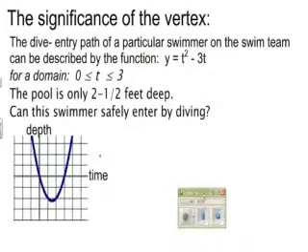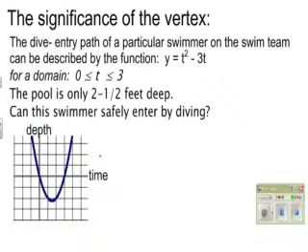Here's a life situation that helps us envision what this is all good for with graphing parabolas. You have an entry path for a particular swimmer. He dives into the water at this point here. This would be where time equals 0. And say his path is modeled by the parabola t squared minus 3t for the domain of 0 to 3 seconds. So here's the domain, 0 to 3 seconds.